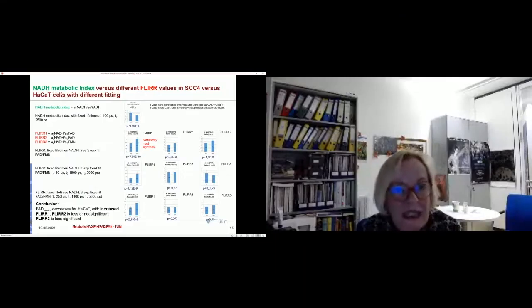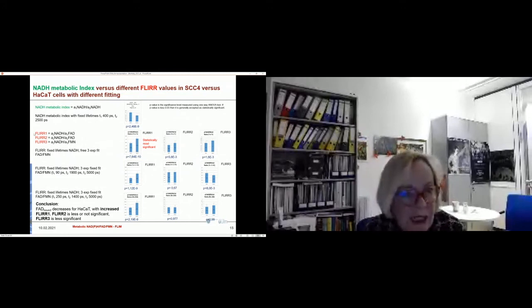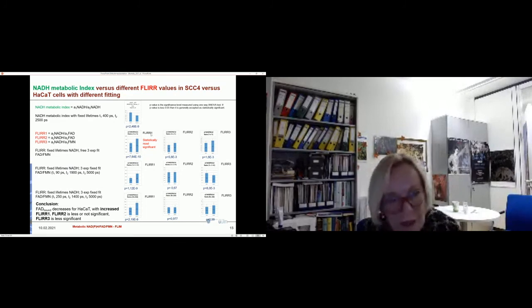Now we compared the NADH metabolic index with different FLIRR indices. So in addition to the FLIRR index, which was defined by Amassi Sami, we now define different FLIRR indices, FLIRR1, FLIRR2, and FLIRR3, which means bound NADH divided by bound FAD, or free FAD, or bound FMN. And what we found was that the statistically most significant difference between both cells we got with this so-called FLIRR1 index, which corresponds to the classical FLIRR index defined by Amassi.